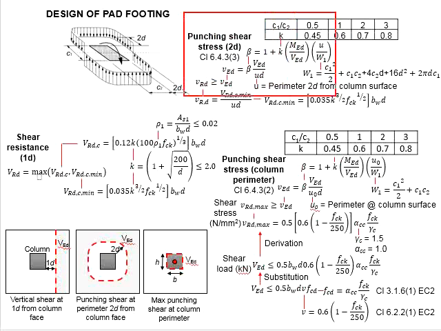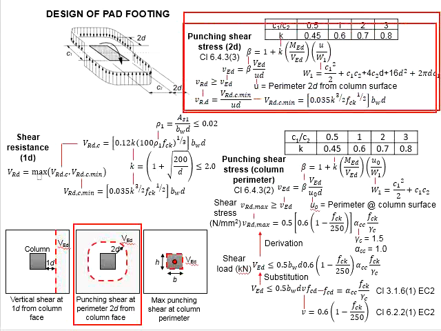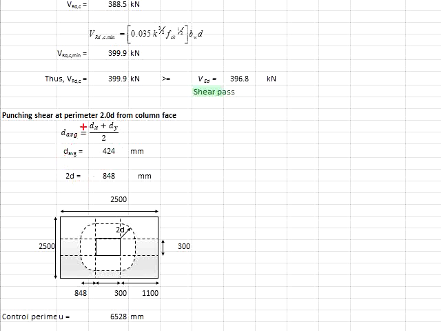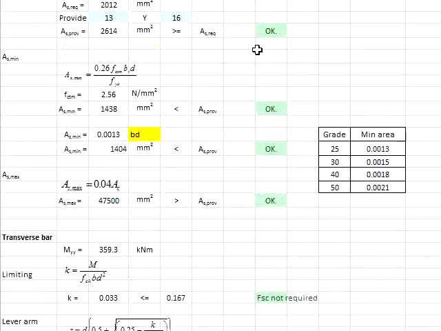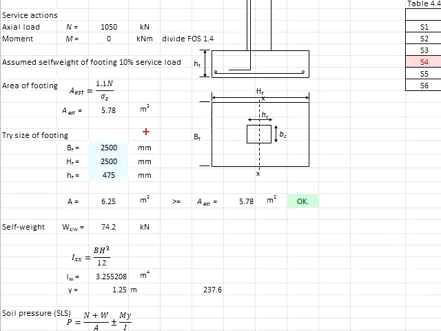Next, we need to design for the shear resistance for the perimeter at 2D from the column face. These are the formulas that you can use to design the shear resistance. To determine the position of the 2D perimeter, you can use the average d, which is an average value of dy and dx as calculated earlier on the basis of the depth of the foundation of 475.